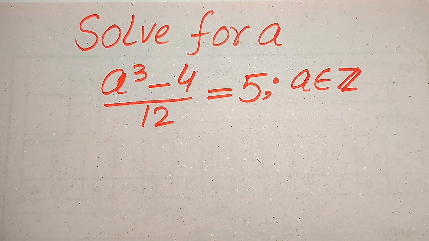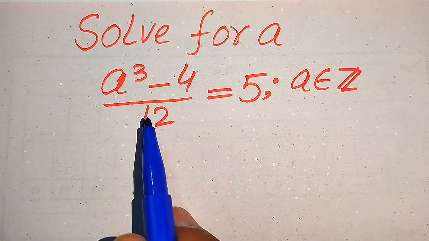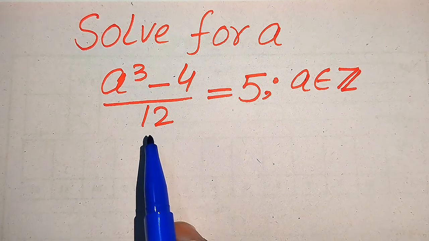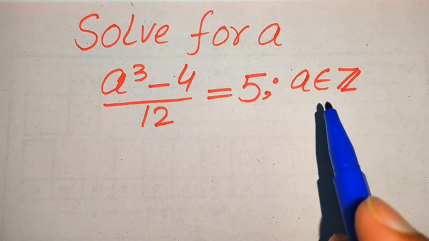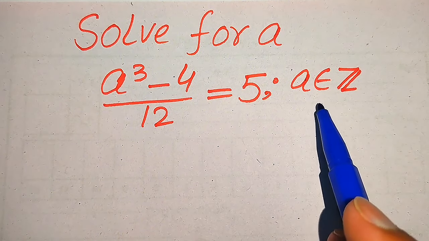Hello everyone, how to solve this problem for the values of a if we have (a cubed minus 4) divided by 12 is equal to 5, and we solve this problem for integer values of a.